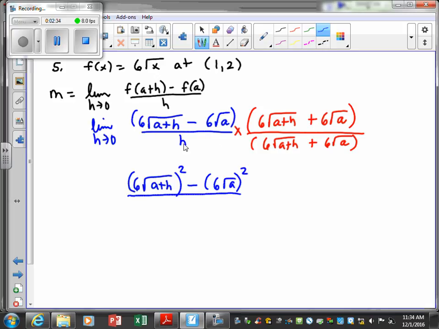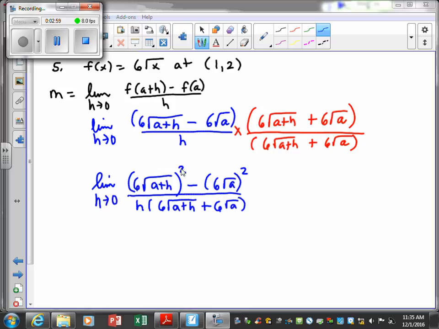Our denominator, we said we're just going to leave it, show a multiplication, leave it like it was. So 6h times 6 square root of a plus h plus 6 square root of a. Of course, we're going to take the limit of that function as h approaches 0.